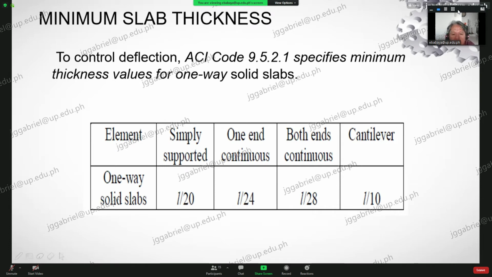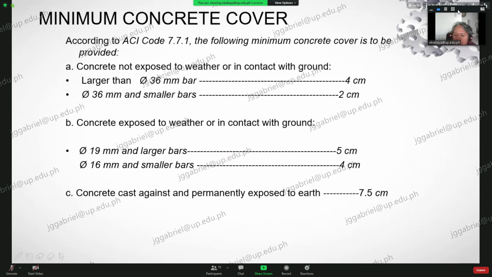WL squared over 8 for simply supported. Now for a cantilevered, that's WL squared over 2. Okay? Kindly check that. I want you to memorize those, the maximum moments and maximum shear. Yeah. So, let me go back.